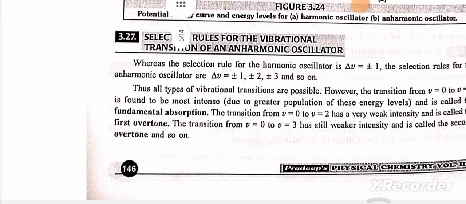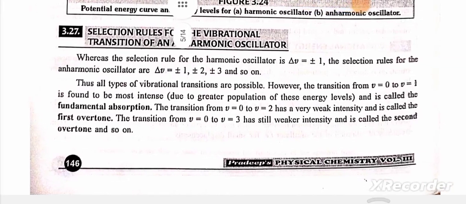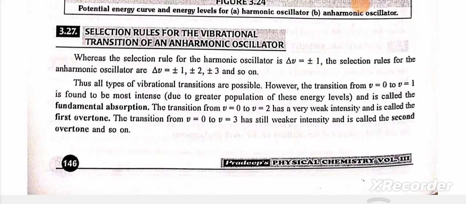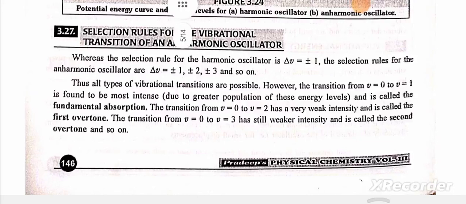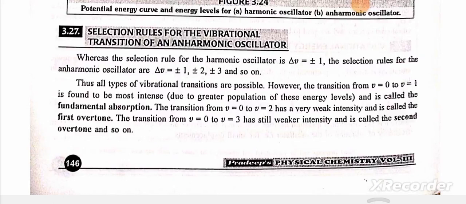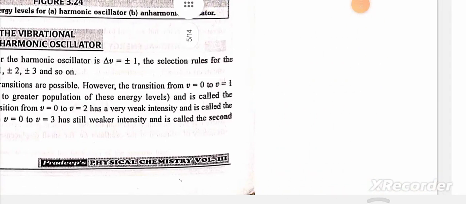Selection rules for the vibrational transition of an anharmonic oscillator: whereas the selection rule for a harmonic oscillator is delta v equals plus minus 1, the selection rule for an anharmonic oscillator is plus minus 1, plus minus 2, plus minus 3, and so on. Thus, all types of vibrational transitions are possible. However, the transition from v0 to v1 is found to be most intense and is called the fundamental absorption. The transition from v0 to v2 has a very weak intensity and is called the first overtone. The transition from v0 to v3 has still weaker intensity and is called the second overtone, and so on.